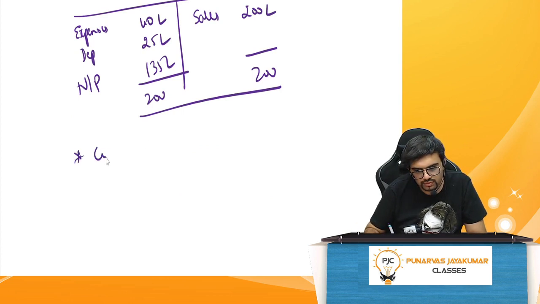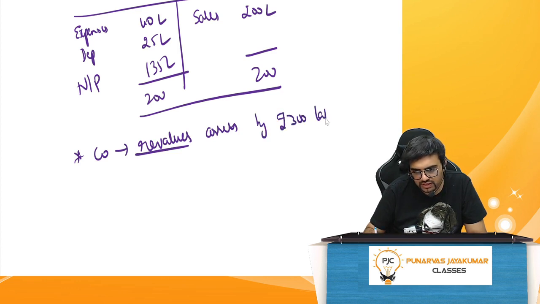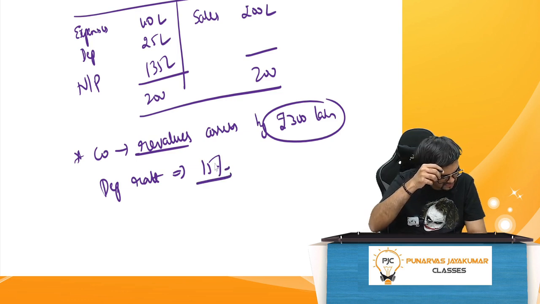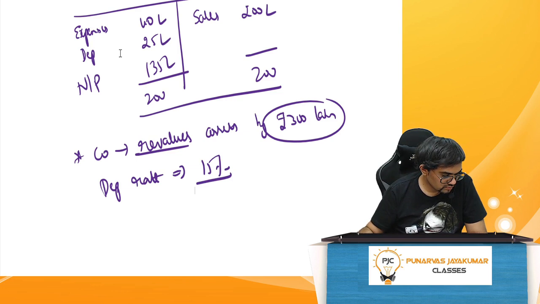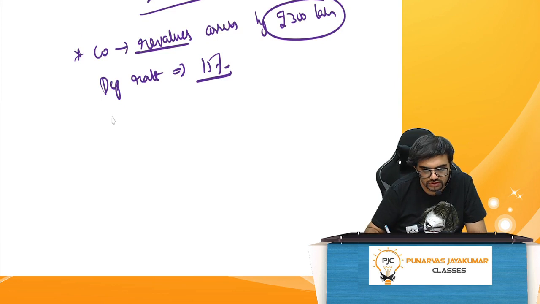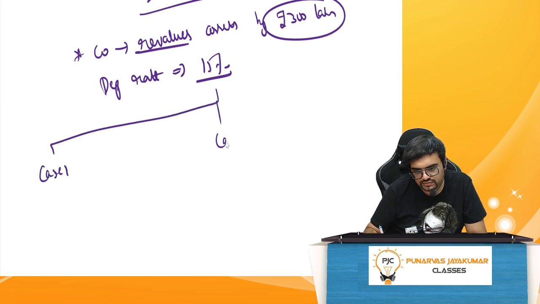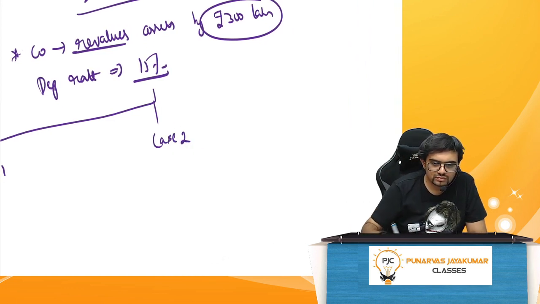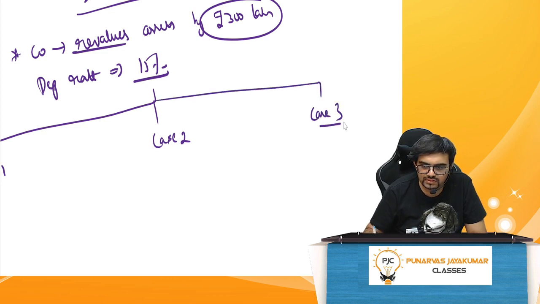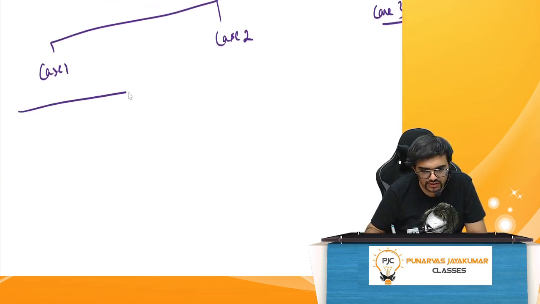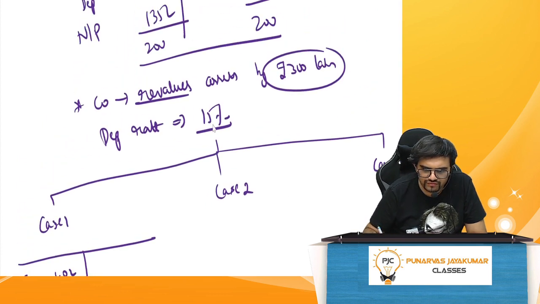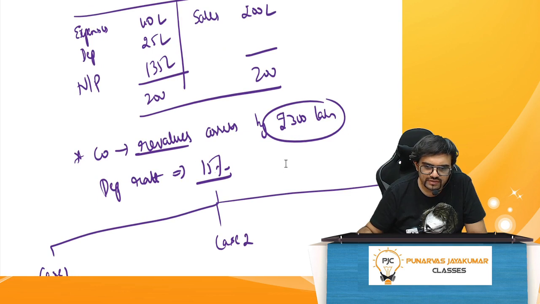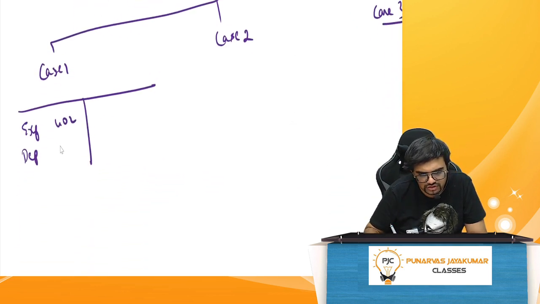Now, the company revalues assets by 300 lakh. Depreciation rate, let's say, is 15%. This was again done by Ambani. Case number 1, case number 2, case number 3. Case number 1, P&L account: expenses will be 40 lakh only. Depreciation is 15% on 300 lakh, which is 45, plus the 25 lakh already there, so 70 lakh.